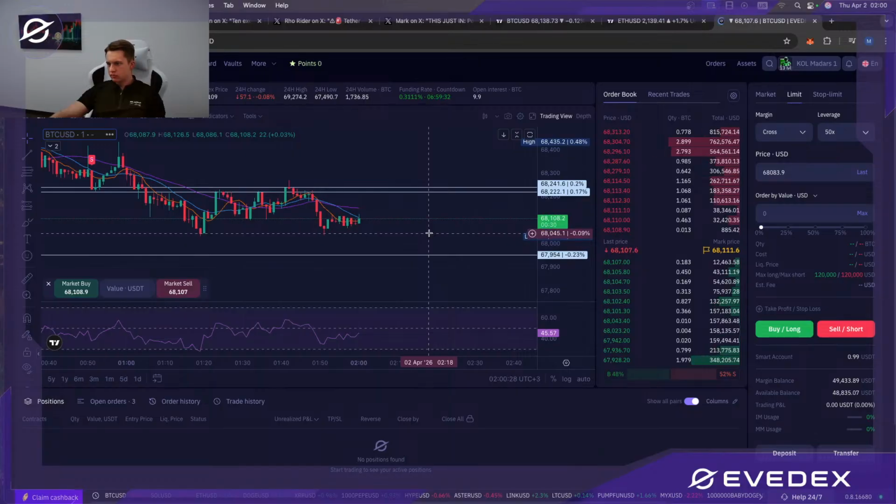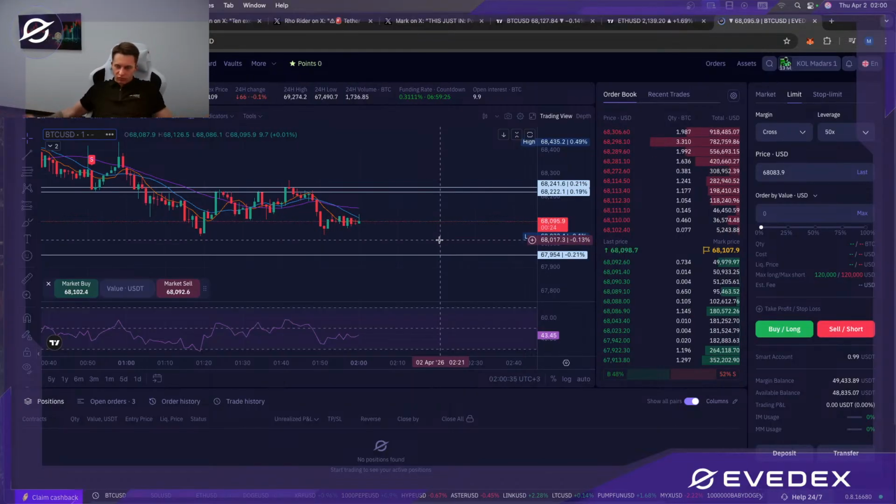So we've bottomed at 68k, 45, 68, 120. No movement whatsoever. What is it? $80 movement. That's nothing. That is literally niche. That is niche. So based on however Bitcoin moves, that is what we'd expect from Solana as well.